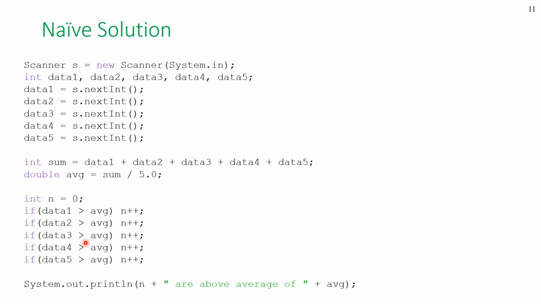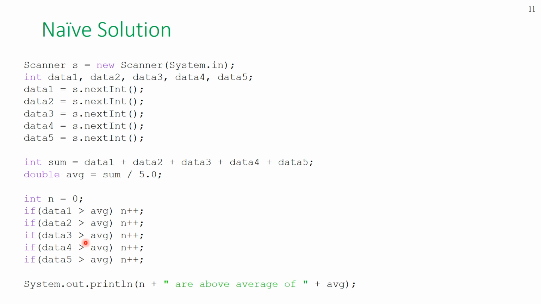So int data1, data2, data3, data4, data5. Okay, I have 5 variables. I read 5 ints. So data1 = s.nextInt(), cut and paste, cut and paste, cut and paste, cut and paste. And then the sum of all the variables, here we are, sum = data1 + everything up to data5. The average, or the mean, is sum divided by 5.0. Okay, easy peasy, nothing complicated in this program.